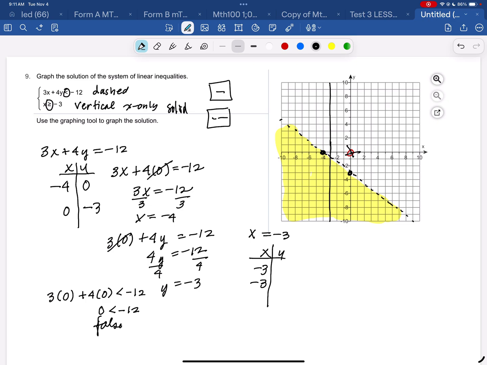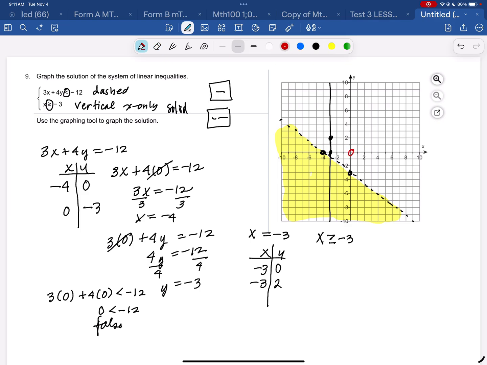Now, you can also pick a couple of points. So negative 3, 0, negative 3, 2, and then you can connect those points. But recognizing that x equals negative 3 is a vertical line is really important to remember. Now I've got to check x is greater than or equal to negative 3. I'm going to pick that same test point, okay? I'm going to test 0, 0.